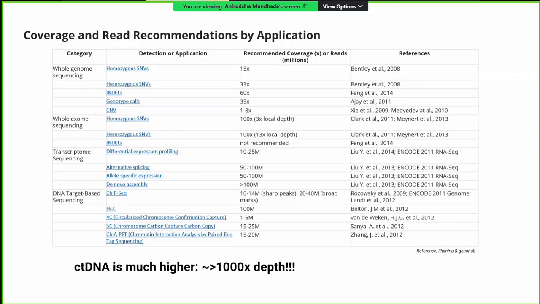These are the other use cases where the depth can be about 100x, but in circulating tumor DNA, it is much higher because it is basically finding a very small amount of fragmented DNA in a much larger normal sample. So that goes up to 1000x, mostly more than 1000x. In references, many studies have used 3000x or 5000x as well.